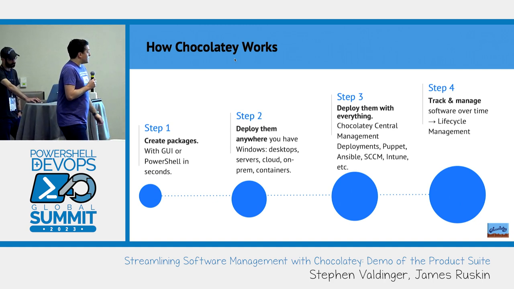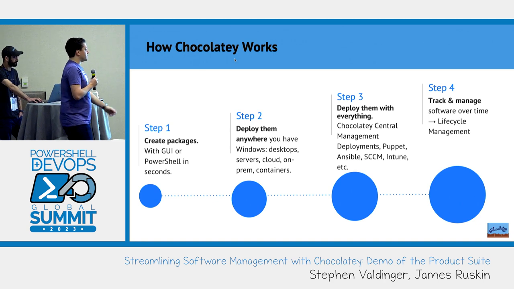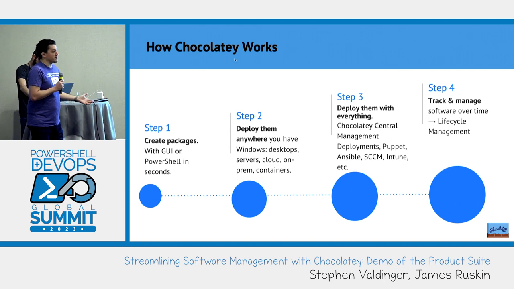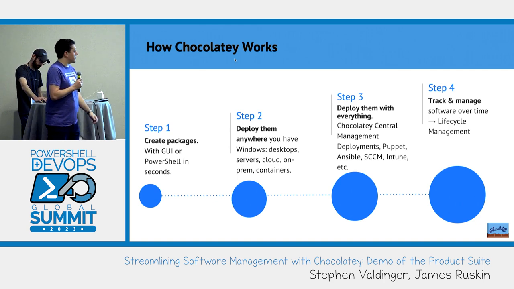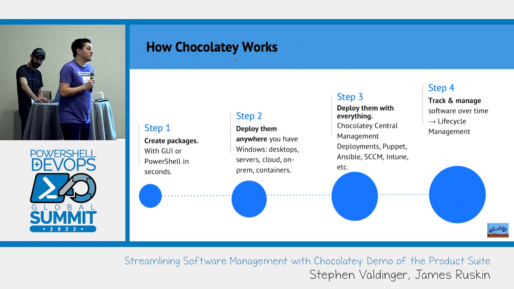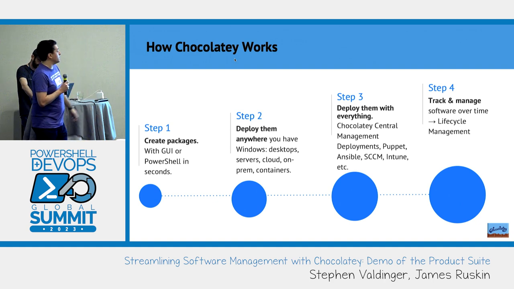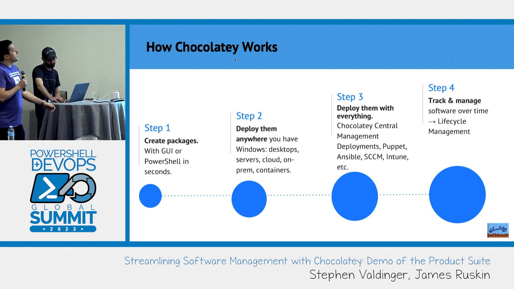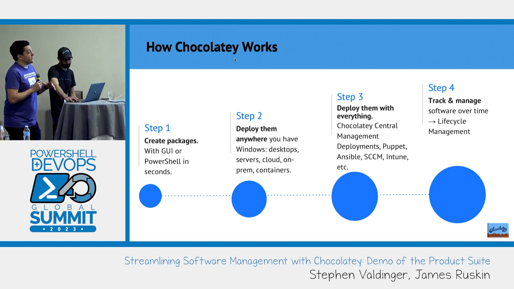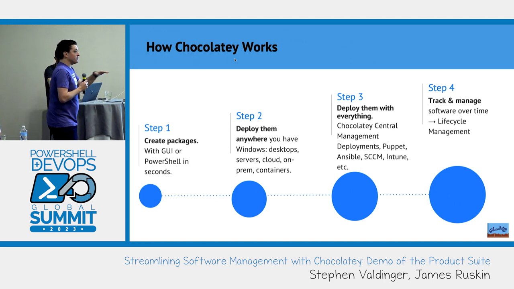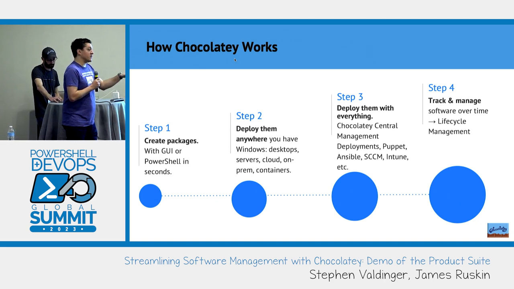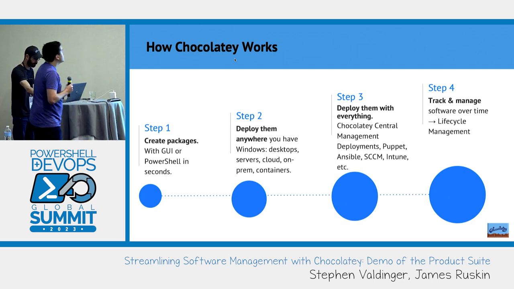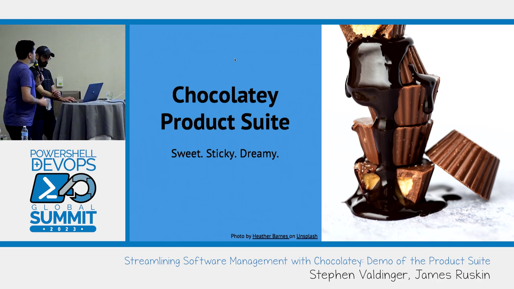Finally, you can deploy that with just about anything. So we're going to just demonstrate Chocolatey Central Management in a second, but we support a vast amount of configuration management tools, such as Puppet, Ansible, SCCM, and we even integrate with stuff like Intune. So you can push these packages as you want. You can then, using CCM, which again is what we're going to cover in a second, track and manage that software and those updates over time. So you'll be able to see that everything in your fleet is up to date, hopefully, and mitigate it if it's not. So, sweet, sticky, and dreamy.